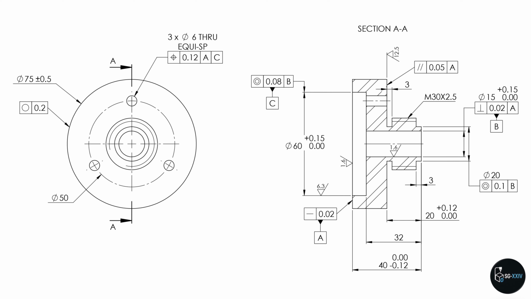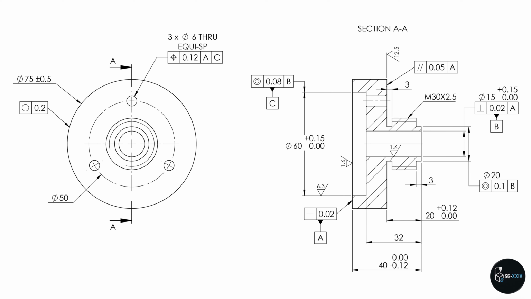The three holes are controlled with a positional tolerance of 0.12 mm relative to datum A and datum C. Datum A is the bottom surface of the flange, serving as a primary flat reference to control orientation and location of the hole. Datum C is defined by the 60 mm diameter central bore axis, acting as a secondary reference to control the radial location of the holes along the pitch circle.